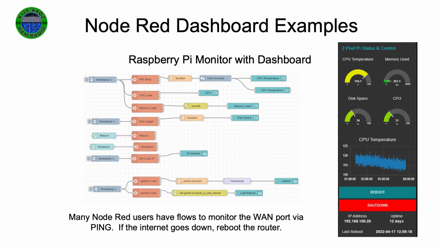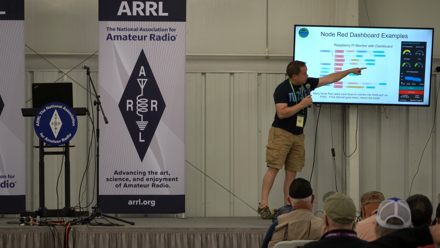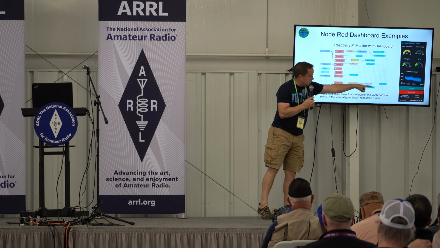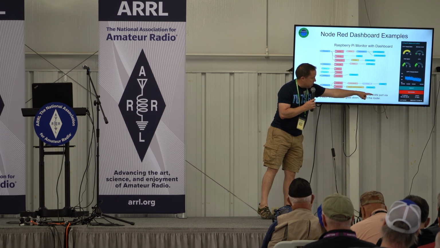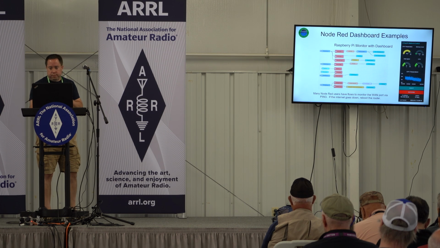Some more examples of a Raspberry Pi. So you can monitor your Raspberry Pi with Node-RED. Those dashboard nodes up on the top are gauges. This is, of course, a chart down here. Those are buttons. And then down here at the bottom are text nodes that display different text on the dashboard.